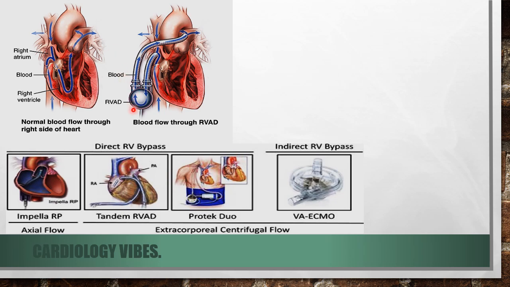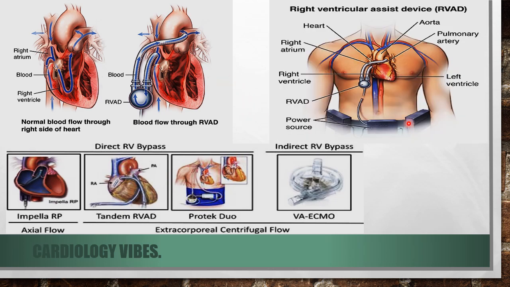When we talk about an RVAD, we see here that the blood coming through the inferior and superior vena cava into the right atrium is channeled into the RVAD, and the RVAD then pumps the blood into the pulmonary artery, bypassing the right ventricle. Again, we see here that the RA is cannulated, blood is coming into this RVAD, which has a power source, and the RVAD is pumping this blood into the pulmonary artery, and the RV is bypassed.